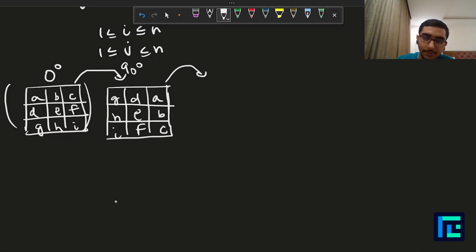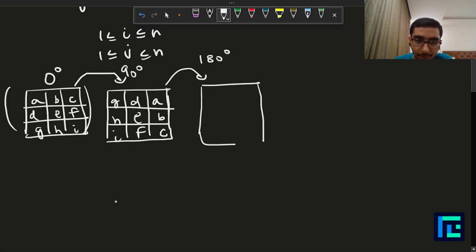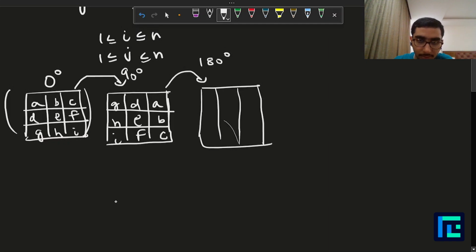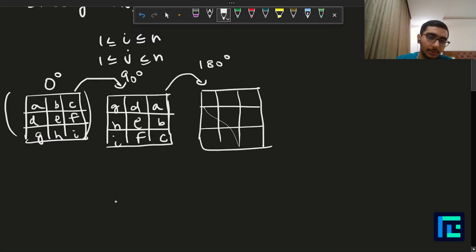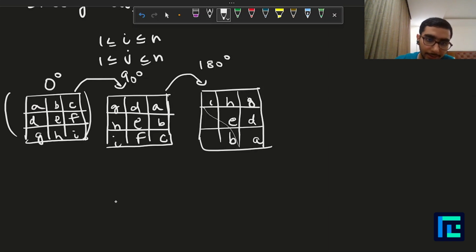And then let's again rotate it by 90 degrees. So the total rotation now is 180 degrees from the beginning. And if we try to draw the matrix now, you can pause the video for some time and try to figure out how the matrix would look now. So yes, it would look like this: GDA, and then HEB, and then IFC.